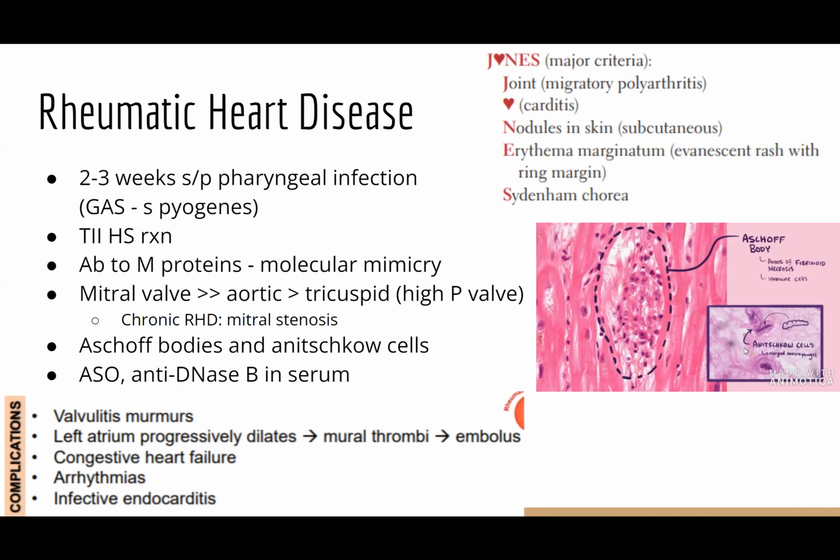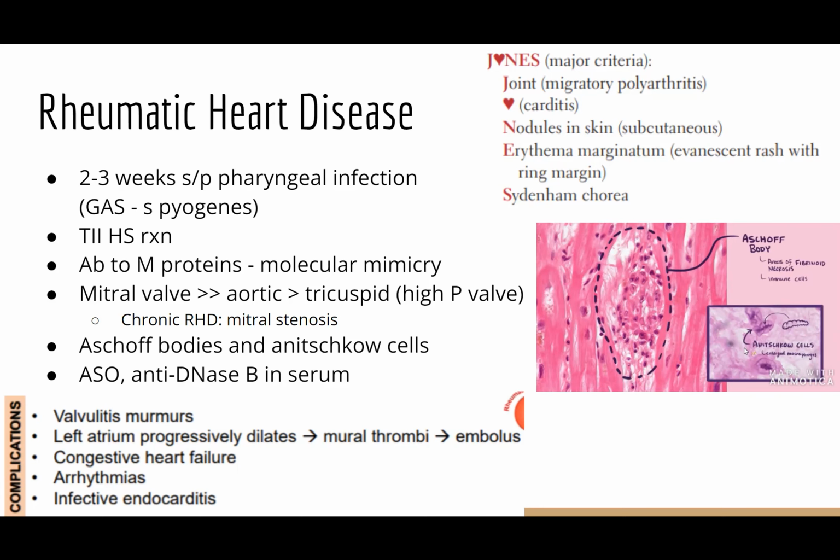You're going to have migratory polyarthritis in mainly the large joints. And then you're going to have a carditis, nodules in the skin, erythema marginatum. I feel like the rash was such a huge thing that they focused on in the case. So that's what can clue you in on. And then Sydenham chorea.